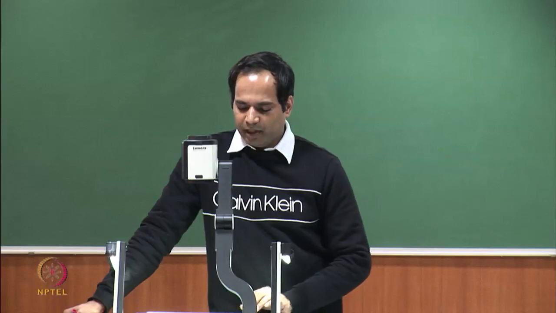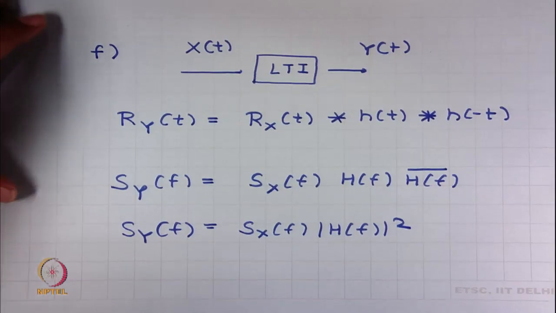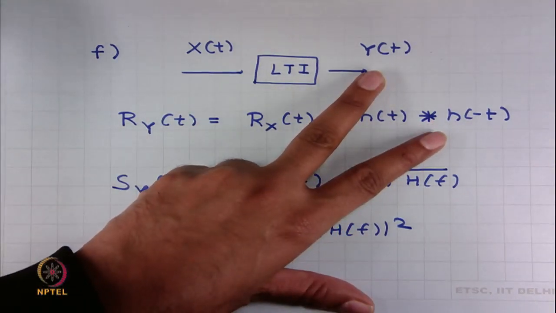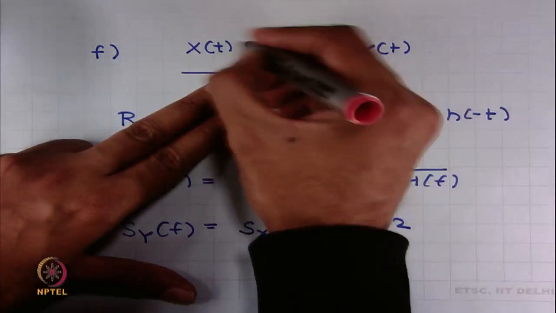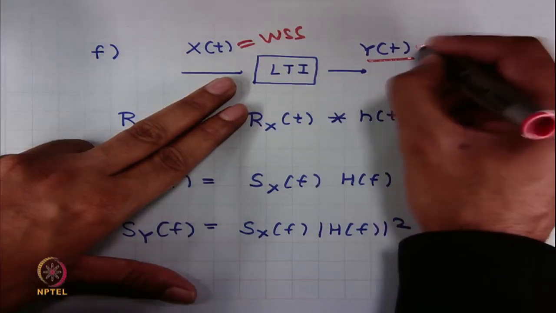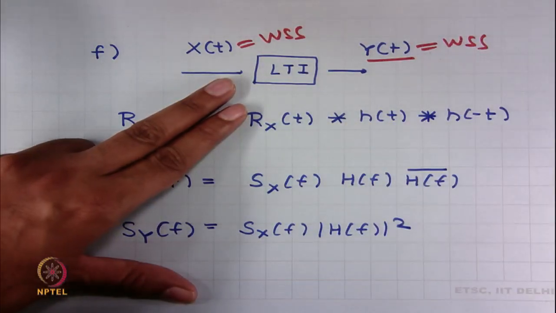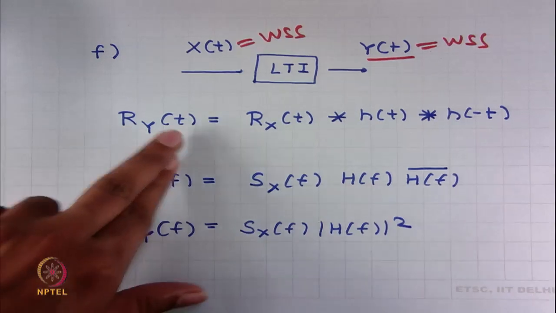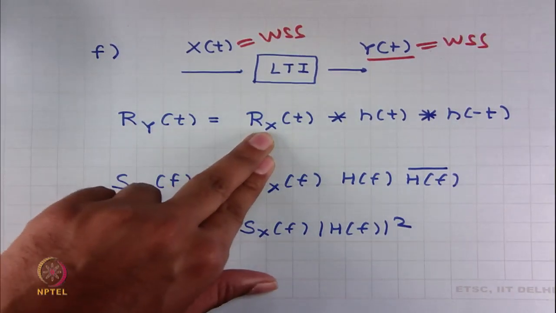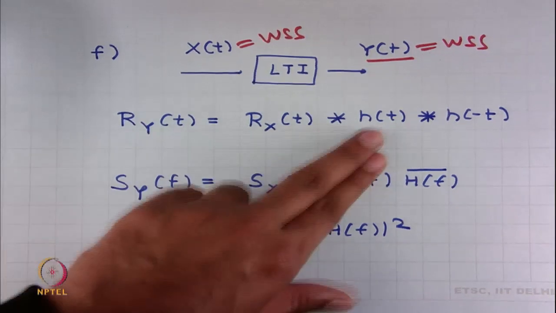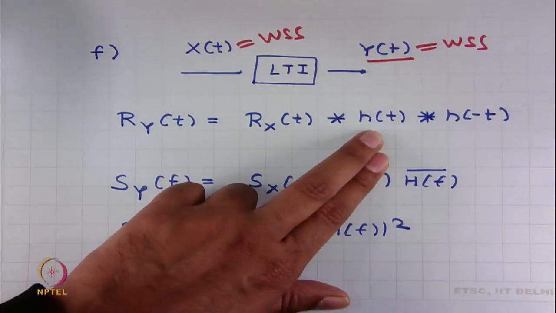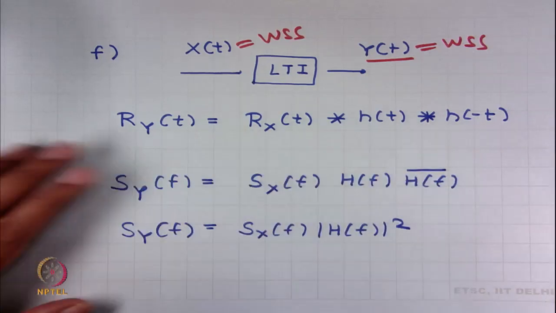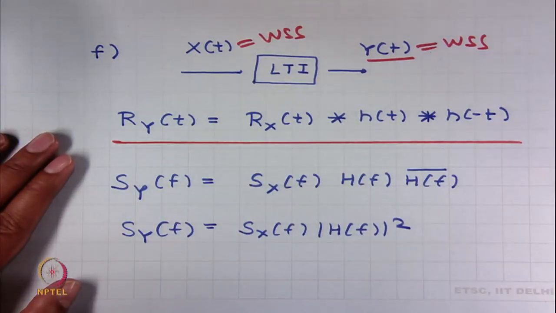You can also look at the last property, and this follows from what we did in the last lecture. We have seen the autocorrelation function of an output process. We have an input process which is a wide sense stationary process, and the output process we also assume is a wide sense stationary process. We have already derived that the autocorrelation function of the output process is nothing but the autocorrelation function of the input process convolved with the impulse response of an LTI system convolved with h of minus t, where h of t is the impulse response of the LTI system. So, this relationship we derived in the last lecture.